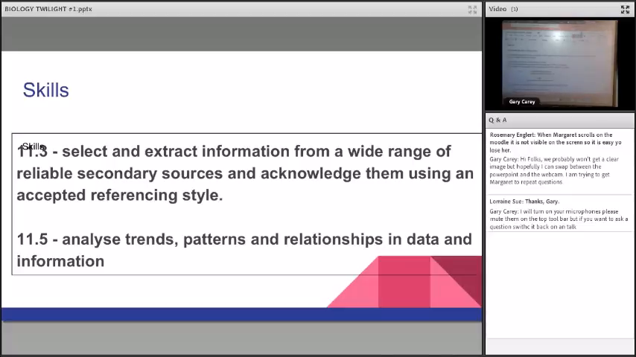Oh, sorry. Eva said, are we drawing what we see under the microscope? The answer was yes. And are we using a field of view? The answer is yes.